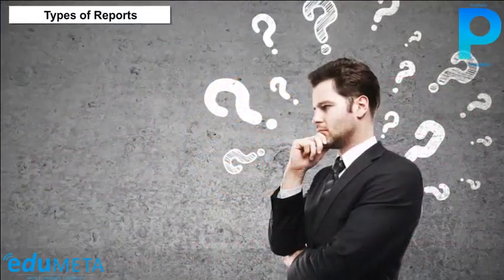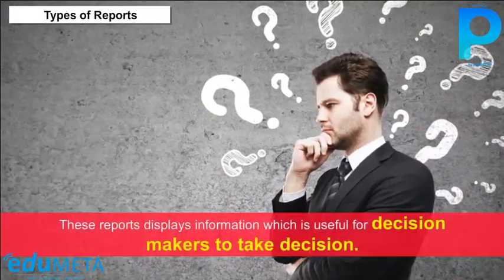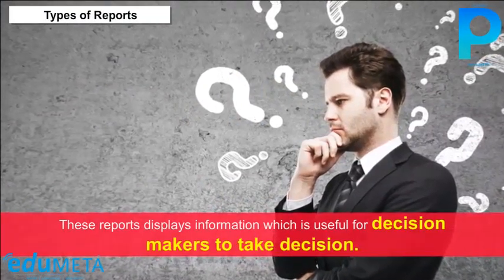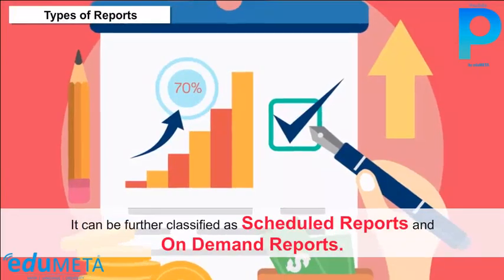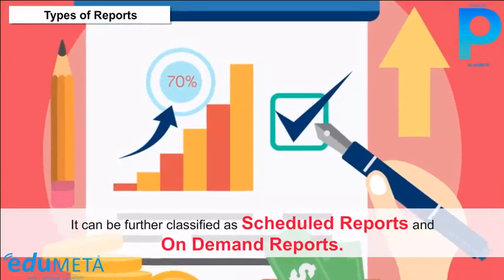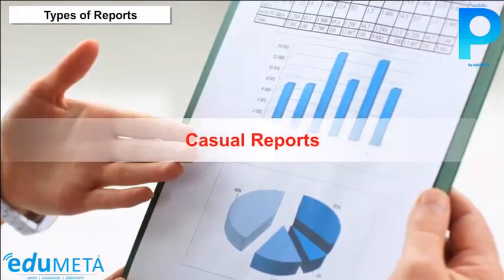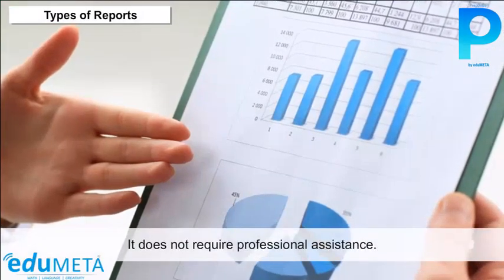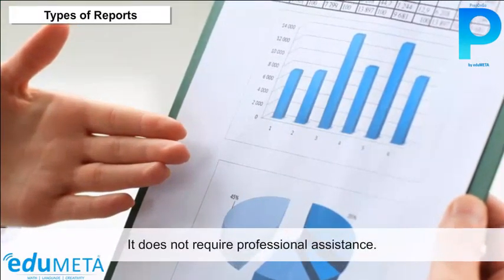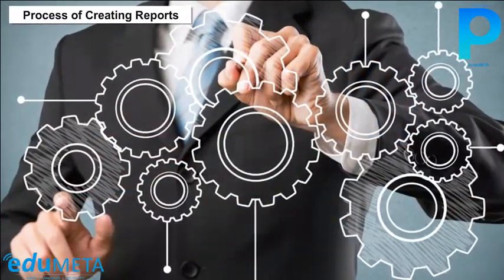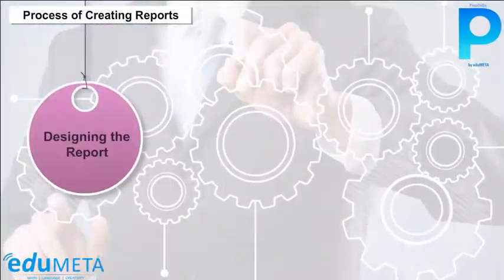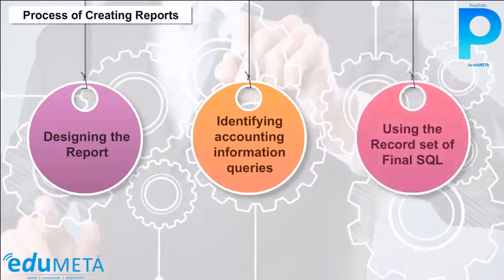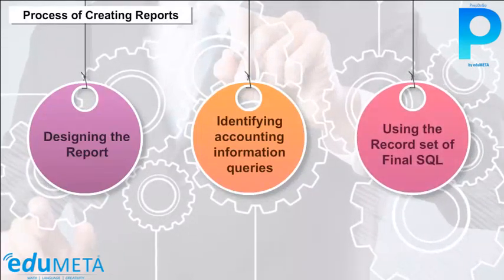Types of reports. Programmed reports. These reports display information which is useful for decision makers to take decisions. It can be further classified as scheduled reports and on-demand reports. Casual reports. The reports that are casually required by the user; it does not require professional assistance. Process of creating reports. It involves 3 steps. Designing the report, identifying accounting information queries, using the record set of final SQL.